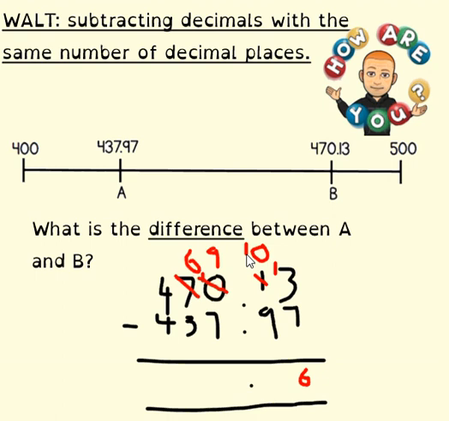10/10ths take away 9/10ths will leave me with 1/10. 9 ones take away 7 ones would give me 2 ones. 6 tens take away 3 tens would give me 3 tens, and 4 hundreds take away 4 hundreds would leave me with no hundreds. So the difference between A and B is 32.16. Final answer.